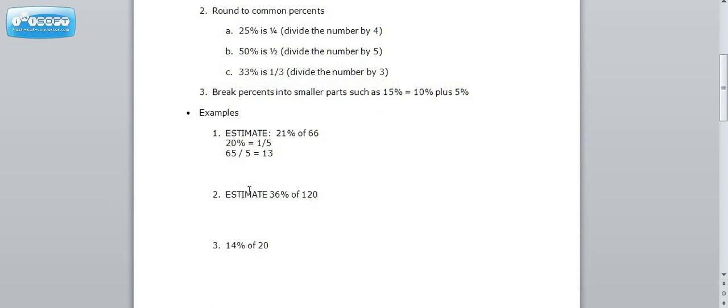For our second example, I want to estimate 36% of 120, and 36% is close to this 33%, which means I can simply divide it by 3. So take a few minutes here, 120 divided by 3, and come out to your answer. And then I'm going to leave you to work the third example.